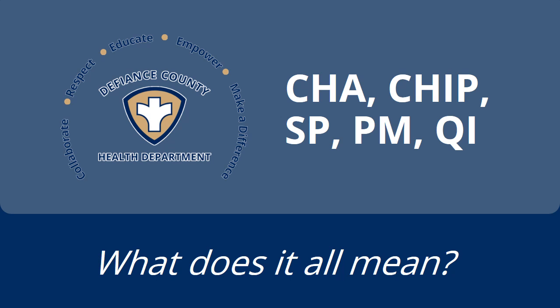So what we have is CHA, which is Community Health Assessment, CHIP, which is Community Health Improvement Plan, SP is Strategic Plan, PM is Performance Management, and QI is Quality Improvement. I left these acronyms purposefully because the question that hopefully we will answer by the end of the presentation is, what does all of this mean?